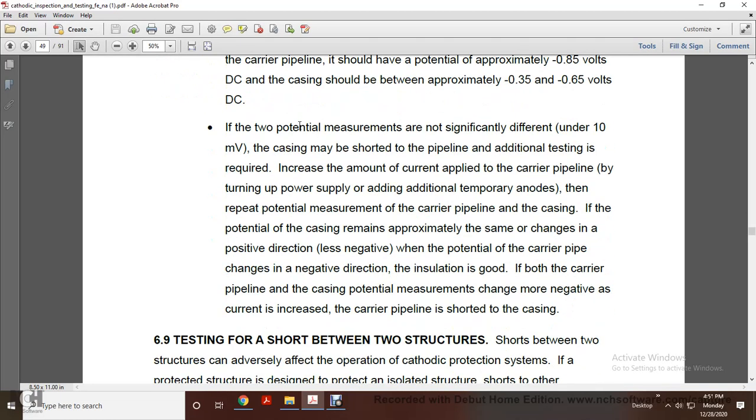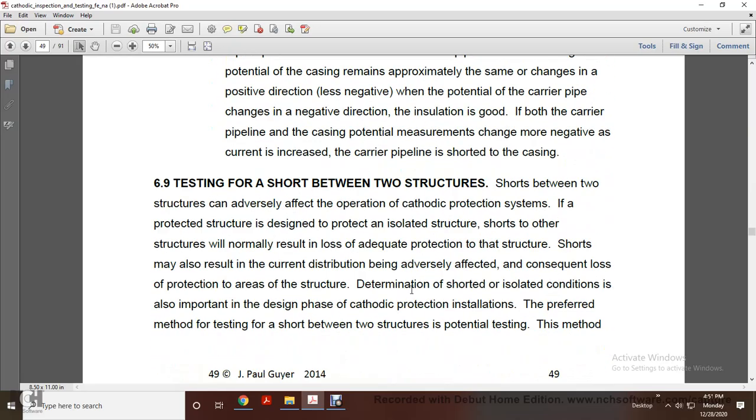If the two potential measurements are not significantly different, under 10 millivolts, the casing may be shorted to the pipeline and additional testing is required. Increase the amount of current applied to the carrier pipeline by turning up the power supply or adding temporary anodes. Repeat the potential measurement of the carrier pipeline and casing. If the potential of the casing remains approximately the same, or changes in the less negative direction, and the potential of the carrier pipe changes in the negative direction, the insulation is good. If both the carrier pipeline and casing potential measurements change more negative as the current is increased, the carrier pipeline is shorted to the casing.